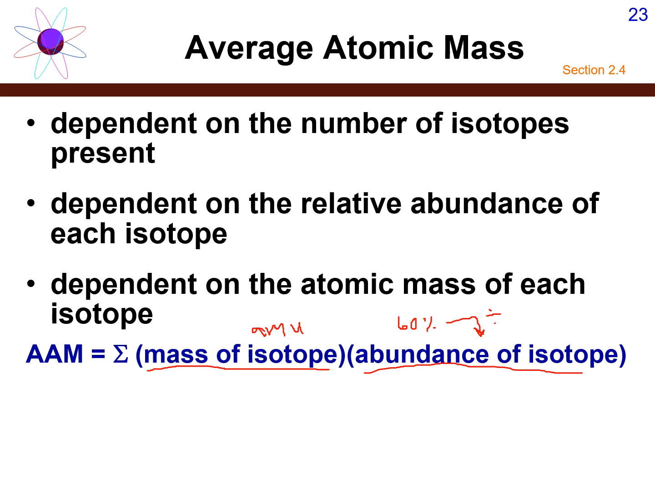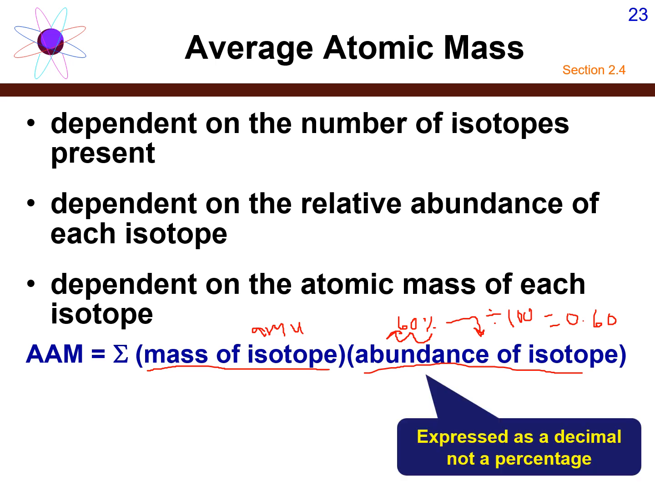If you divide 60 by 100, what you get is 0.60. Another way to do that is to take that percent sign, pretend like there's a decimal there, and just move it over 2 places. It's the same thing as dividing by 100. So make sure you express the percentage as a decimal. You'll always be given a mass for each one of the isotopes and a percent abundance, and make sure that those percents go into decimal form.